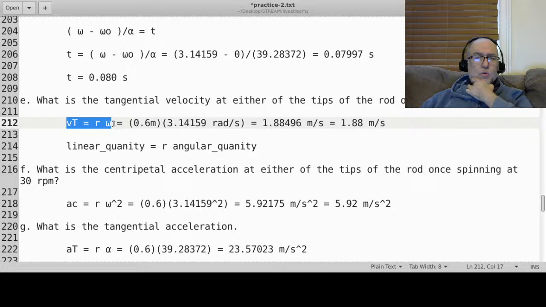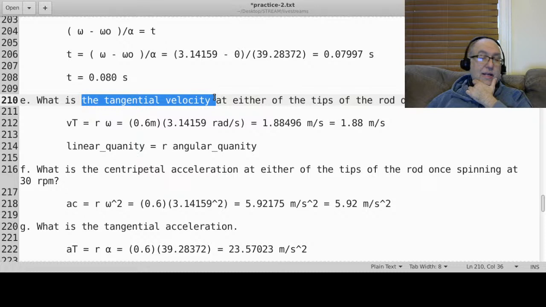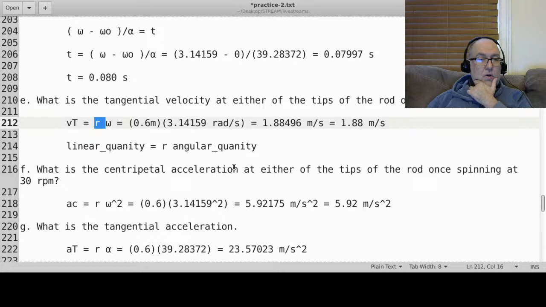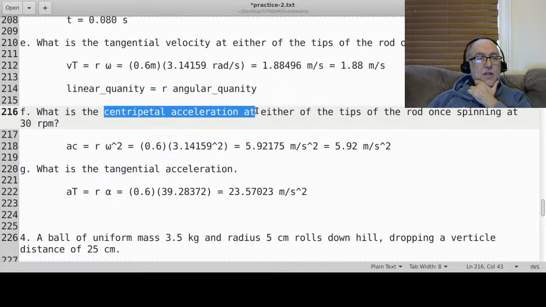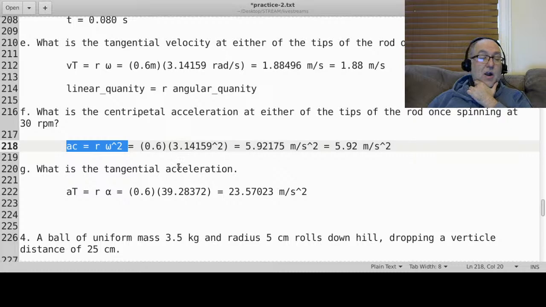So what is the tangential velocity? Okay, we'll get the tangential velocity from the angular velocity by just multiplying by r, okay? So the next question is, what is the centripetal acceleration? Now, this one is a little bit different. You don't get that one from alpha. You obtain it from the omega, but instead of r omega, it's r omega squared, okay?